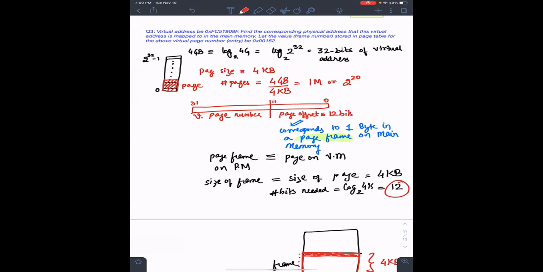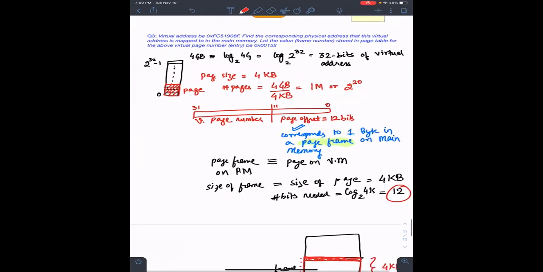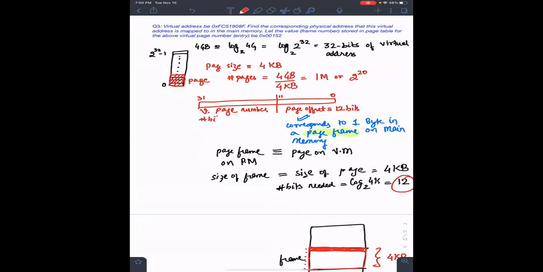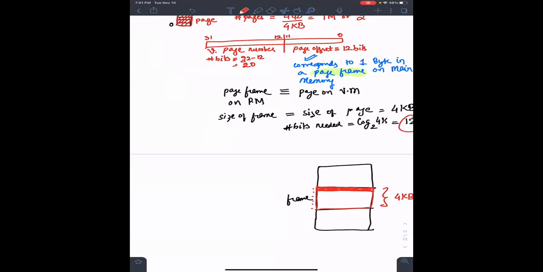So this is 0 to 11. So we have at least decoded this part, that from the 32 bits of virtual address, I need the lower 12 bits to find me the exact byte in a page frame. That means the number of bits needed for the virtual page number is 32 minus 12, which is 20. So from 12 to 31. So you need 20 bits for a virtual page number. Right? So the virtual page number is represented by 20 bits.